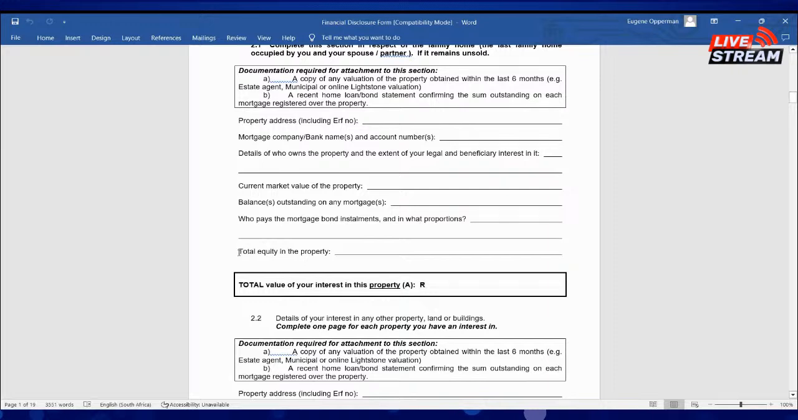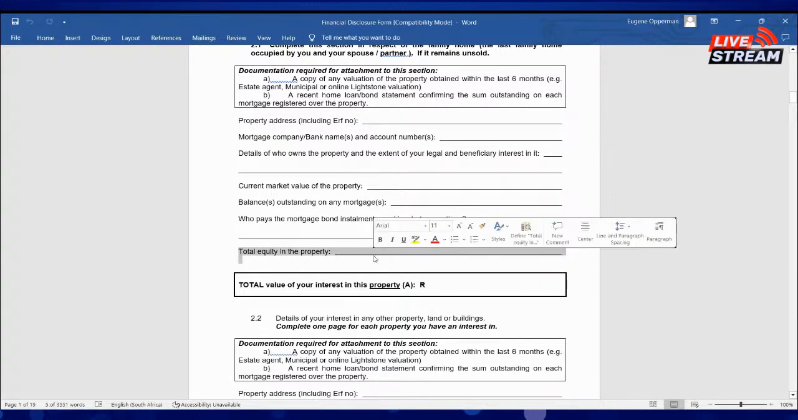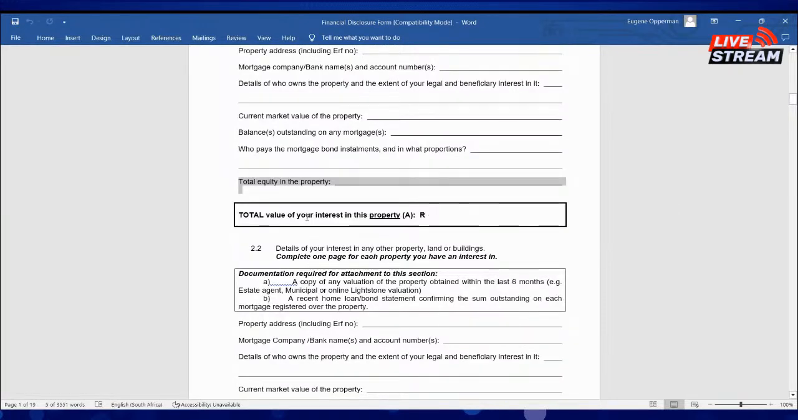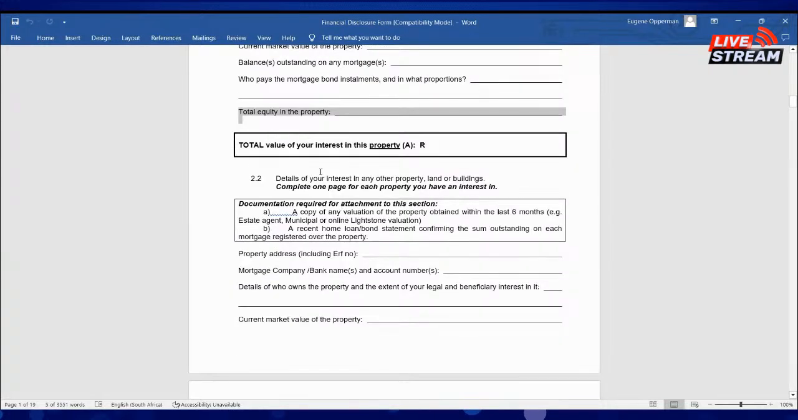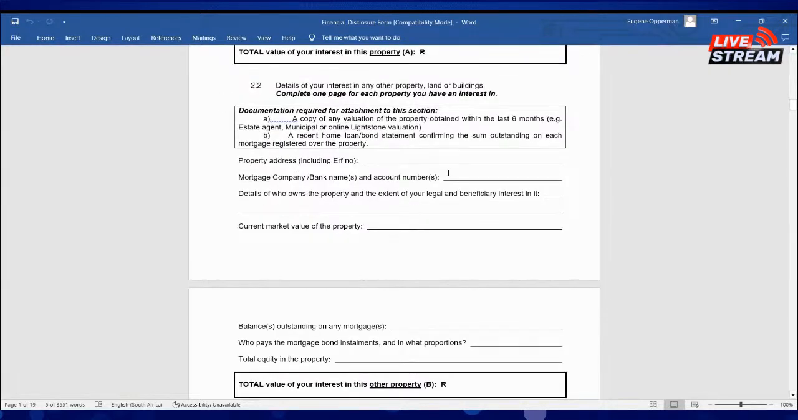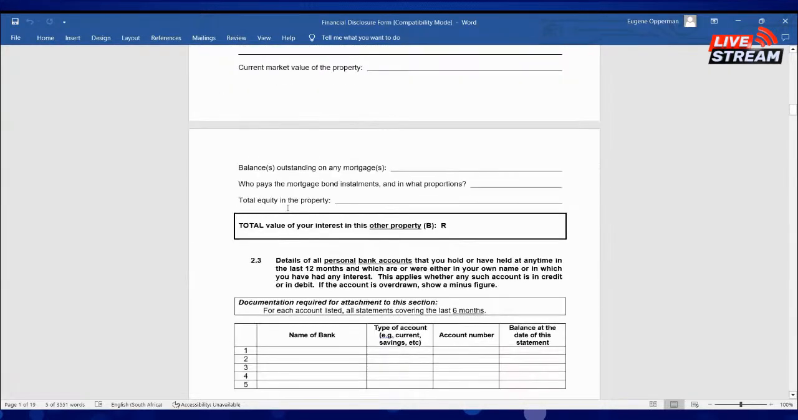Also, if it's a joint property, what is your total equity in the property? So if you own half of the property, what is your half worth? And then you get the total value of your interest in the property, or from the respondent, what is his interest of the property. Obviously, what you could also get there is the valuations of the property, the address of the property. That would be self-explanatory.